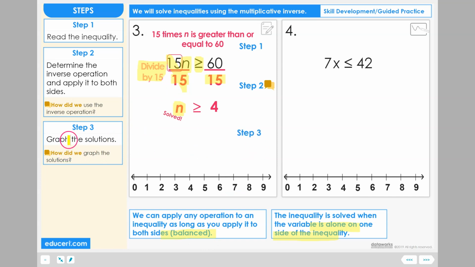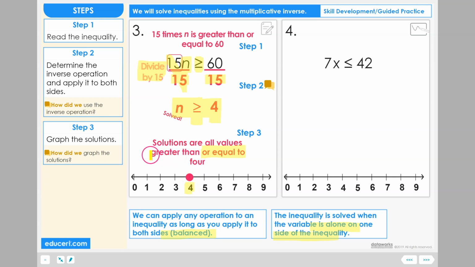Step 3. Graph the solutions. Let's read the solved inequality statement. Starting with the variable, we read solutions are all values, then we read the inequality sign, greater than or equal to, and then we read the starting point value, 4. So our graph is going to start at 4. And because it can be greater than or equal to, we are going to use a closed circle, and that shows that 4 is part of our solution set.